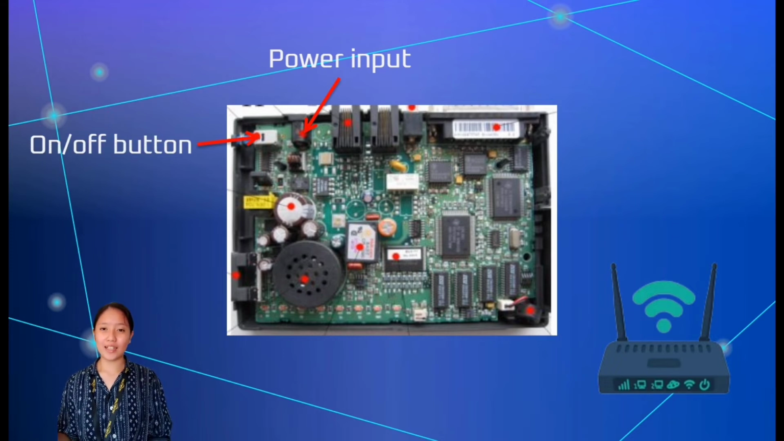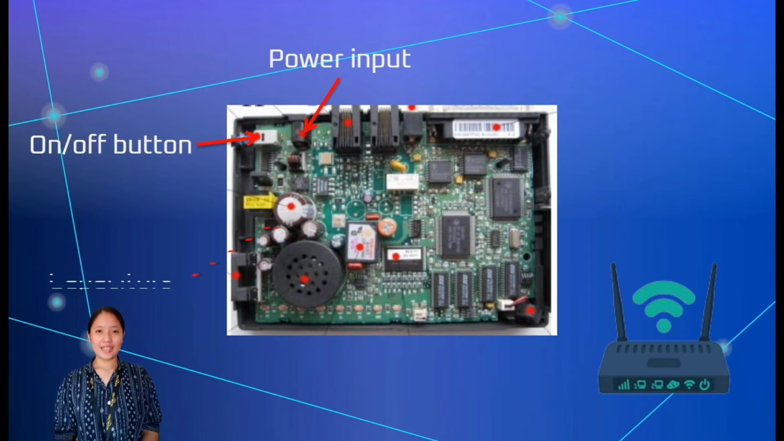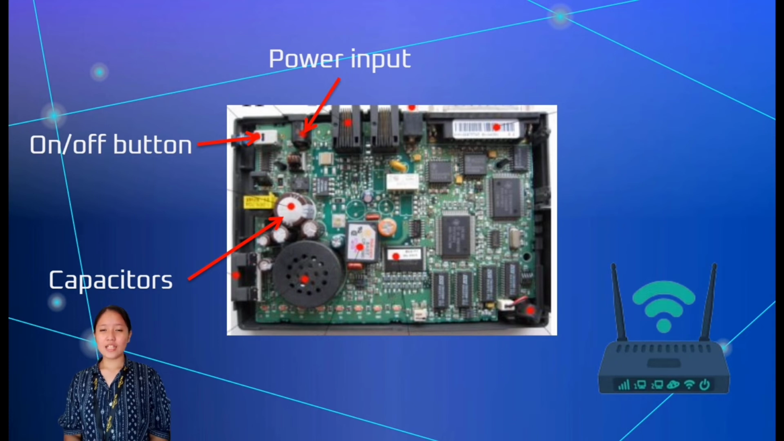Next is the on or off button. It's a switch that turns power to an electronic device on and off. The device powers on when the button is pressed and powers off when it is unpressed. Then, a capacitor. It is a component that stores and releases electricity, and it has a variety of jobs to do in a modem, including smoothing out current peaks.